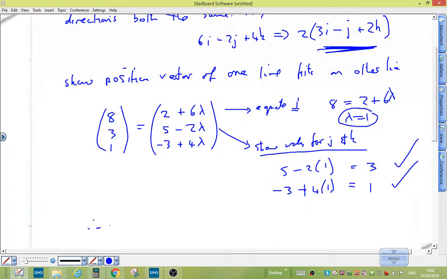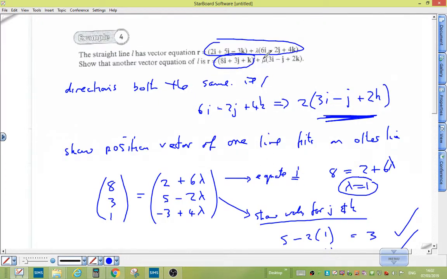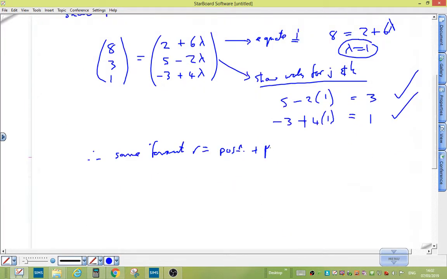Therefore, same format, r equals position vector, plus, what we're talking about now, a scalar lots of the same direction, direction vector.